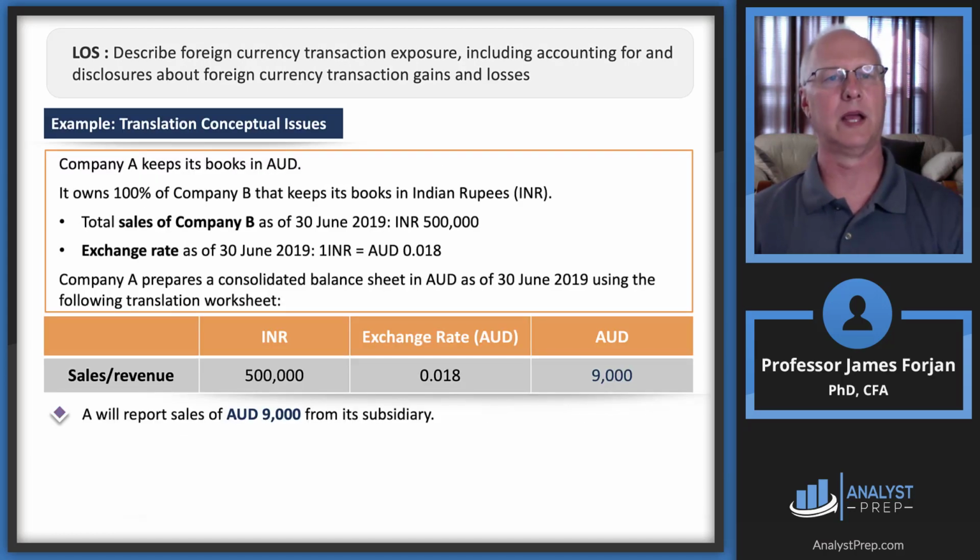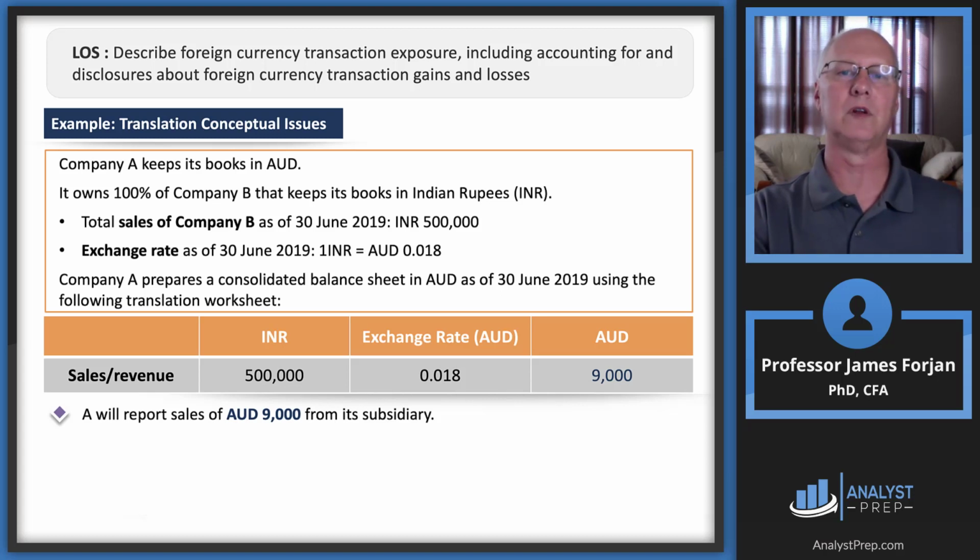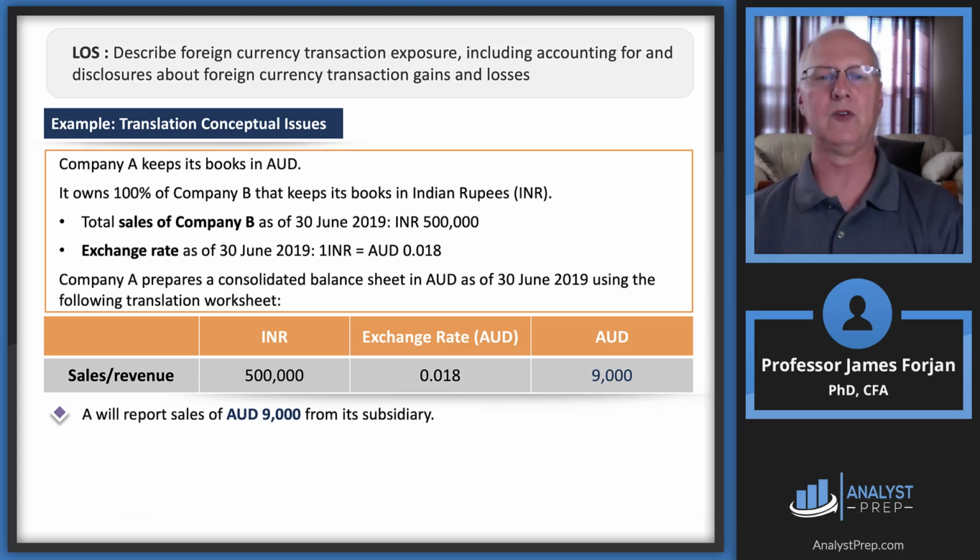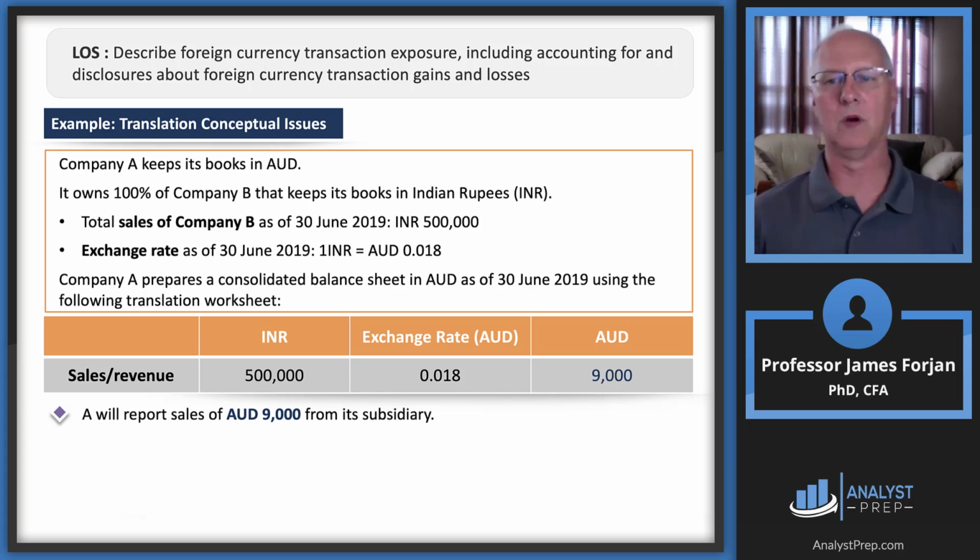All right, so let's go ahead and take a look at another just quick example here. So here we are back in the Australian dollar. We own 100% of Company B that keeps its financial statements in the Indian rupee. So there's 500,000 rupees. There's the exchange rate, the same one that we had before, the 0.018. And so how are we going to put this on our financial statement? So there's our sales. There's the 500,000 rupees. There's the exchange rate on June 30th. And so we're going to recognize that sales of 9,000 Australian dollars from its subsidiary.